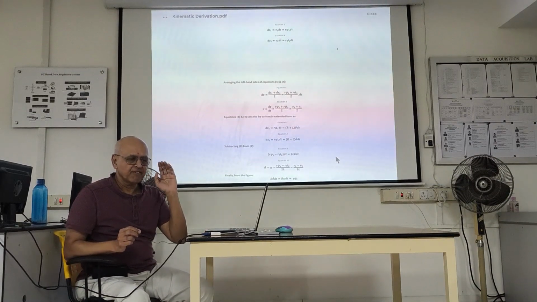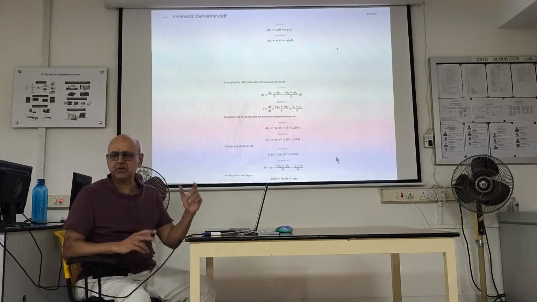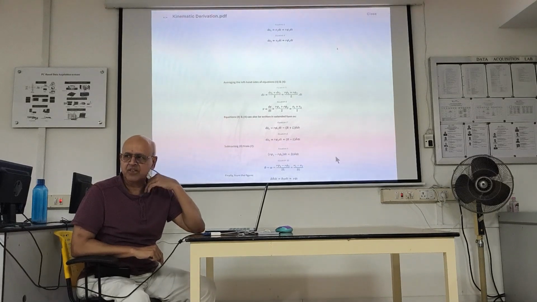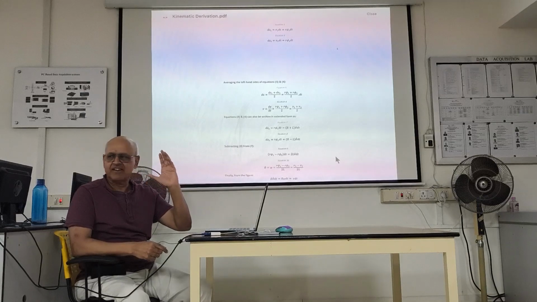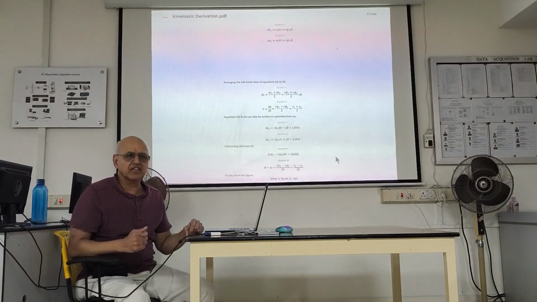Left wheel, 5 meters per second. Right wheel, minus 5 meters per second. What am I doing? What is the average velocity? 0. But what is going on? What am I doing? Yeah, we're not stationary because we are spinning around a stationary point, right? Where is the center of rotation?